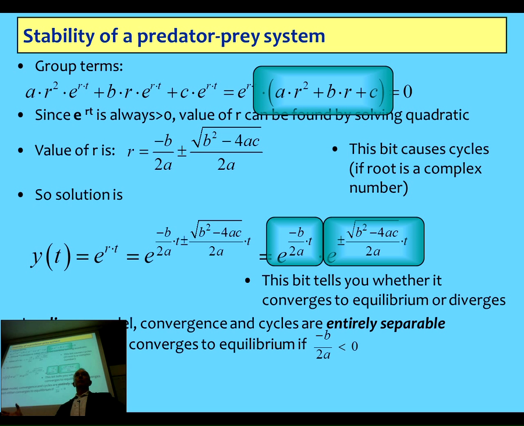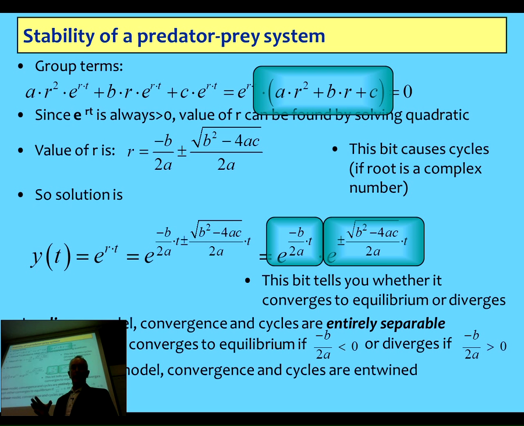This could be a model of an asteroid in the solar system, and if minus b over 2a was negative and the asteroid was 100 million miles away, it had hit the sun. If it was a billion miles away, it had hit the sun. Equally, if minus b over 2a is greater than 0 and the asteroid was right next to the sun, it would leave the solar system. No matter how close you are to equilibrium, no matter how far away you are, this one number determines whether you converge or diverge for a linear system.